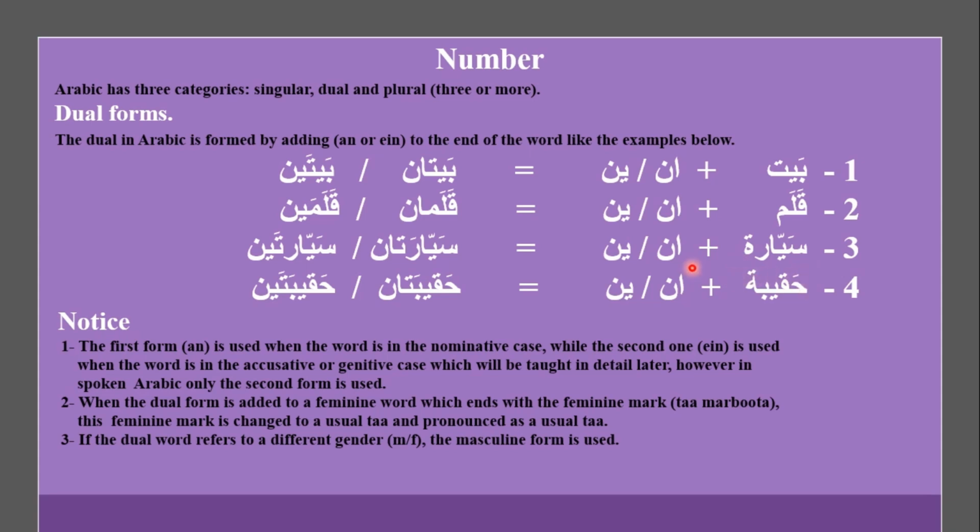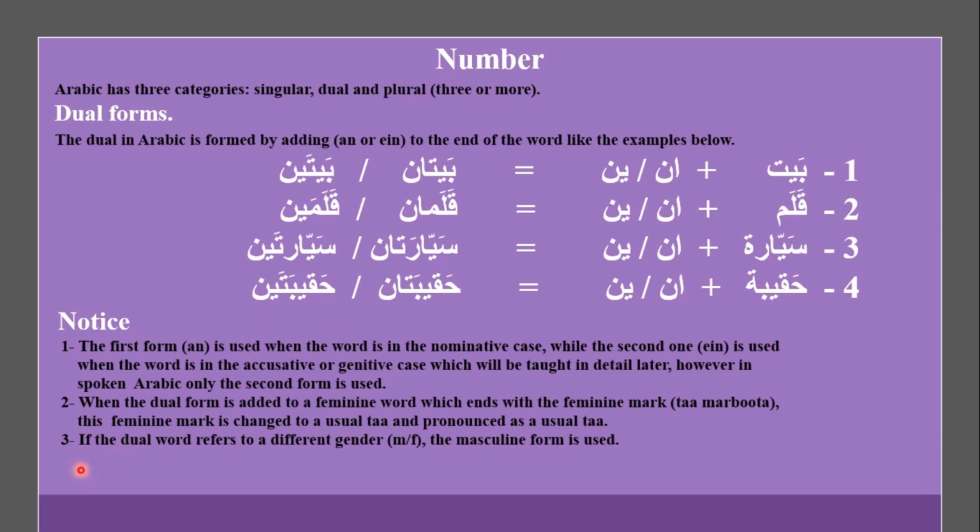Sayyara, car. If you want to say two cars, sayyaratan or sayyaratain. Haqiba is bag. If you want to say two bags, haqibatan or haqibatain. Okay, as you see, so simple.